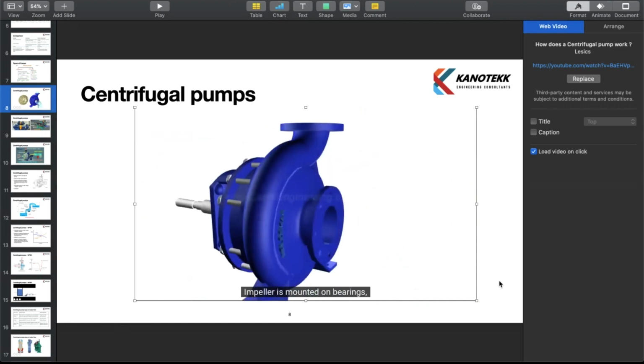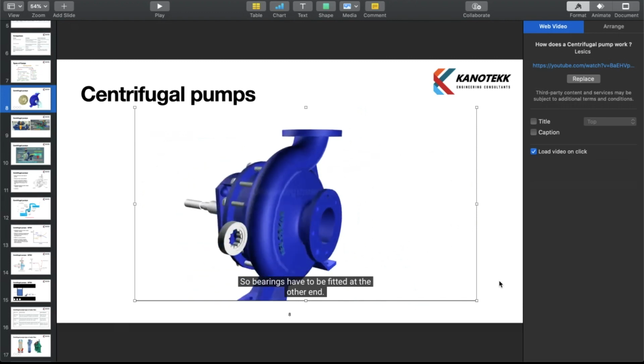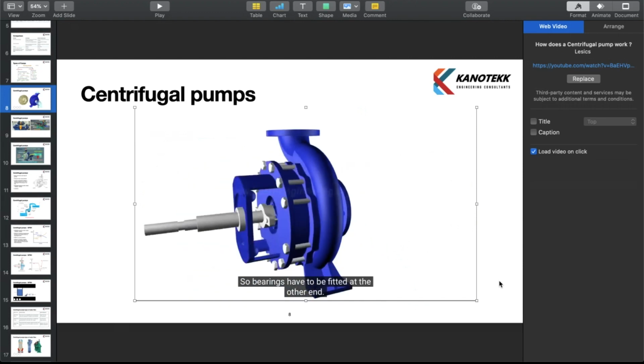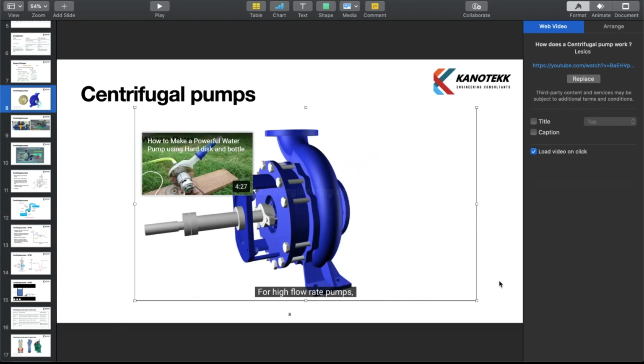The impeller is mounted on bearings, but at the suction side of the impeller, it is not advisable to fit a bearing since it will block the flow. So bearings have to be fitted at the other end. This means the impeller is mounted like a cantilever. For high flow rate pumps, a bearing housing with cooling oil is necessary for improving the life of the bearings.